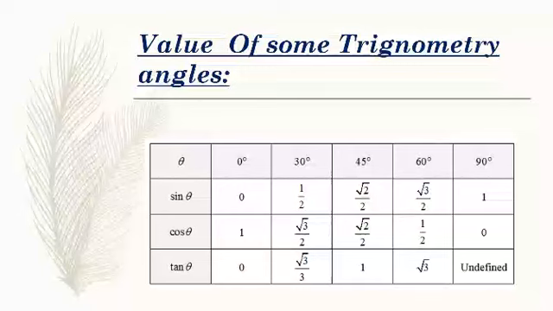And the tan 0 degree is 0, tan 30 degrees root 3 by 3, tan 45 degrees 1, tan 60 degrees root 3, and tan 90 degrees undefined. These are concepts we studied in the last class. Here sine divided by cos is also a tan.